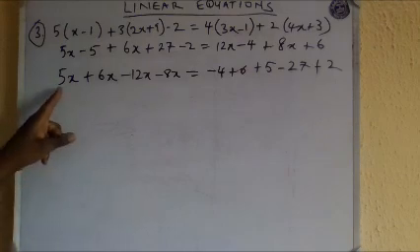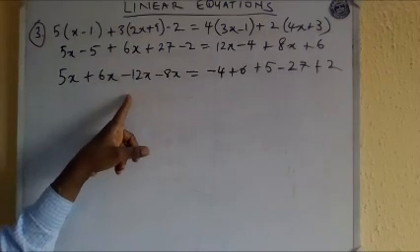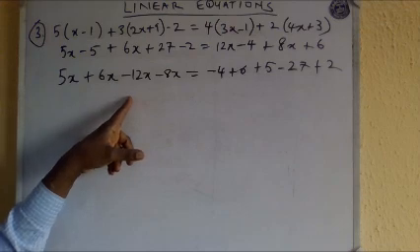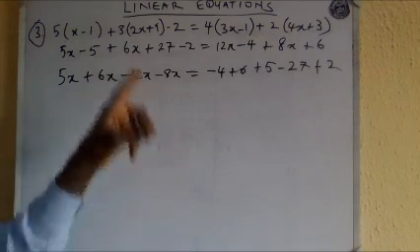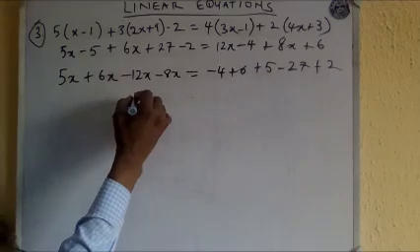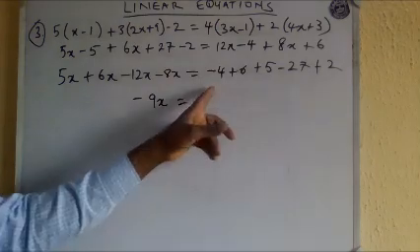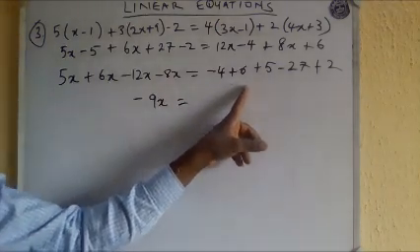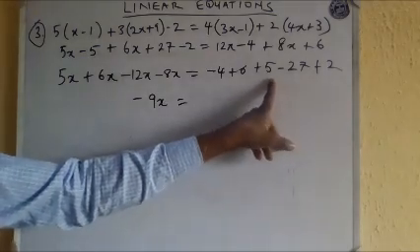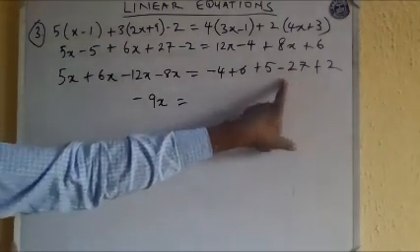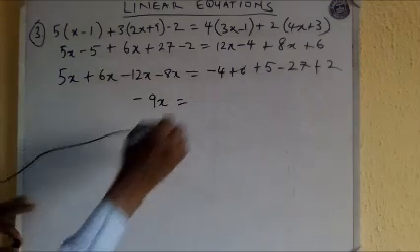So let's go. 5x plus 6x is 11x. 11x minus 12x is minus x. Minus x minus 8x becomes minus 9x. Minus 9x, that's for this side. For the other side, minus 4 plus 6 becomes plus 2. Plus 2 plus 5 becomes plus 7. 7 minus 27 becomes minus 20. And minus 20 plus 2 becomes minus 18.